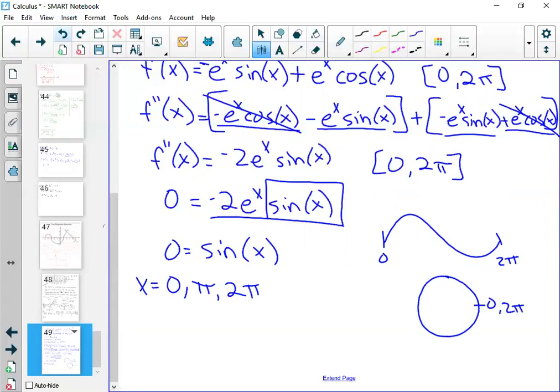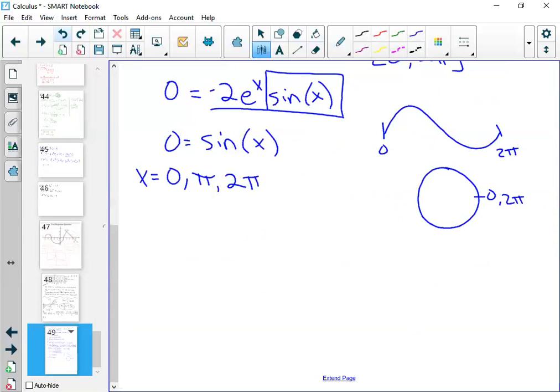Okay, so be careful. We need to include all three. And then we just have to test those out on our horizontal line test. And because they gave us a closed domain, we do not use arrows on our line test. We just close it off here. And 0, 2 pi, and we're just missing pi, which goes right in the middle.